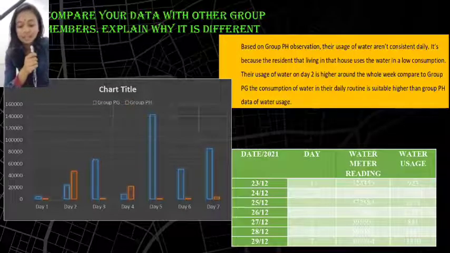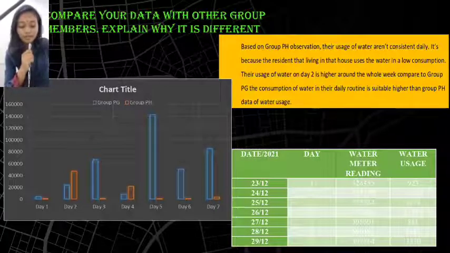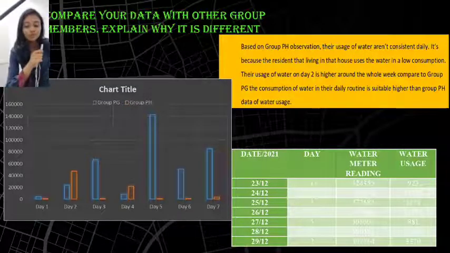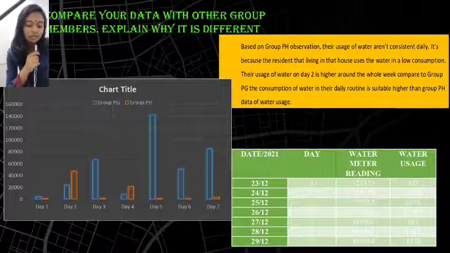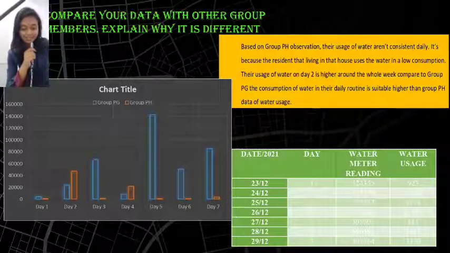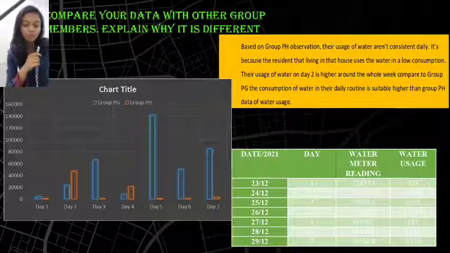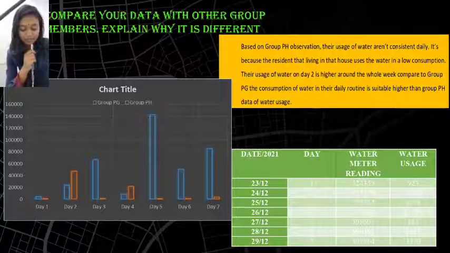The third question is to compare your data with another group and explain it. What is the difference? Based on our observation, their usage of water is not really constant. Their water usage on day 2 is higher throughout the whole week compared to group PG. The comparison of water in their daily routine is higher than group PG's data of water usage.